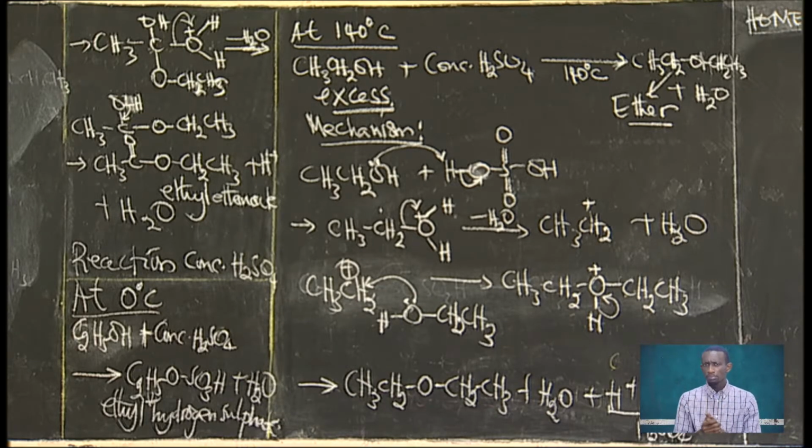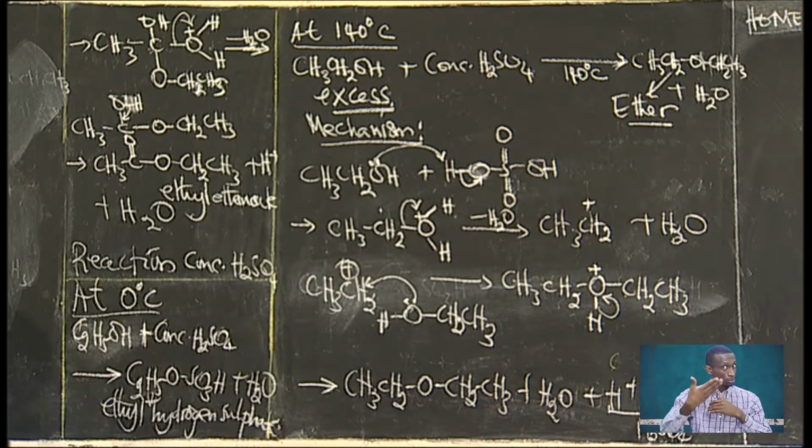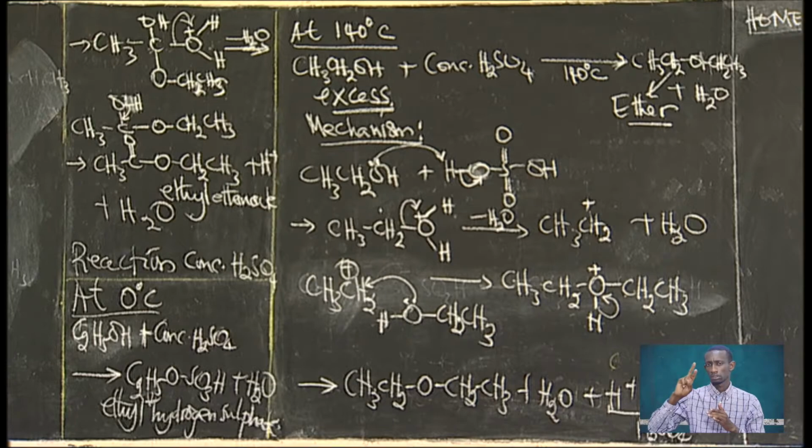At 180 degrees Celsius. So remember, we started with 0 degrees, 140, and now we are going to 180 degrees Celsius. So ethanol will react with concentrated sulfuric acid. You remember this reaction because we had seen it before. If you remember the preparation of alkenes, this reaction is coming back once again.